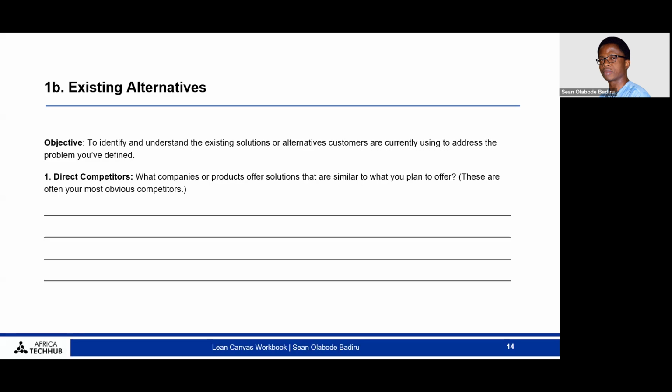The existing alternatives. And when we are talking about, the purpose of this is to identify and understand the existing solutions or alternatives that your customers are currently using to address the problem you have identified. What companies or products offer solutions that are similar to what you plan to offer? I mean, these are the most obvious competition that you have.